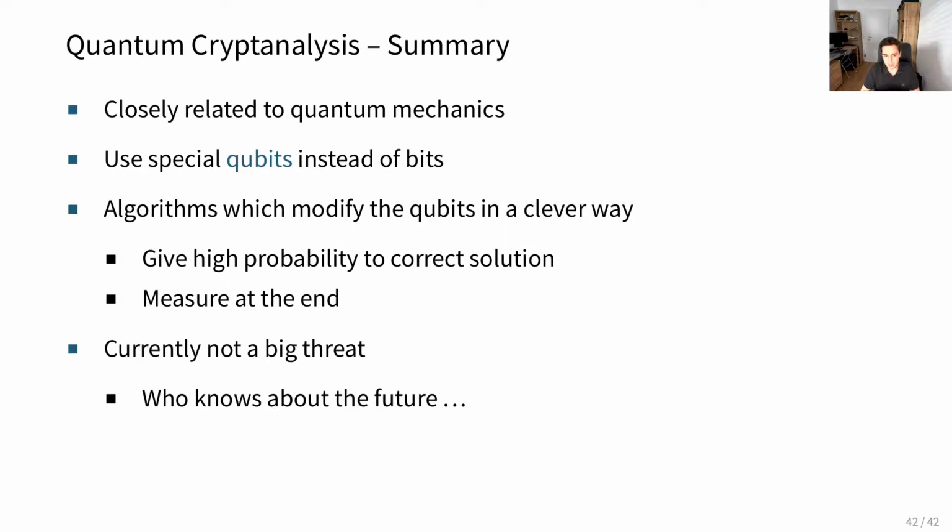And the thing is that we want to rearrange them in such a clever way that at the end the correct solution has a very high probability attached to it, or at least much larger than the wrong answers. So we measure at the end and we hope that we get the right answer.